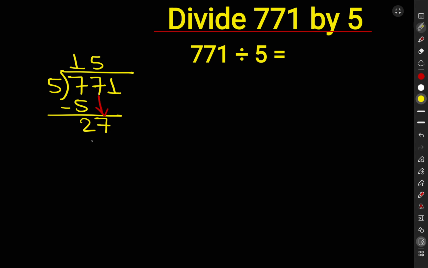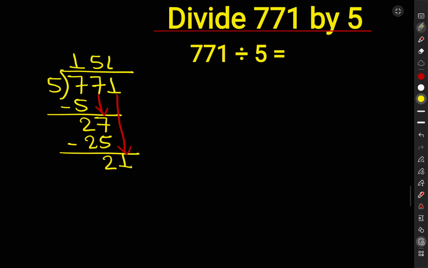5 times 5 is 25. On subtracting we get 2. So again we put down this 1 and it is 21. 5 times 4 is 20. On subtracting we get 1.